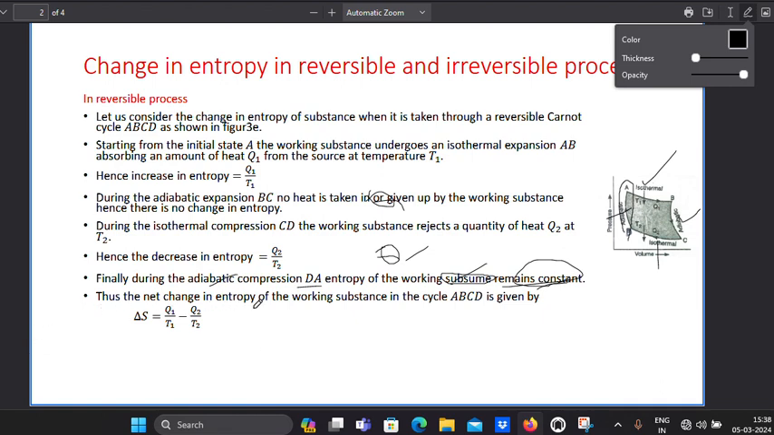So the net change in entropy of the working substance in the cycle ABCD, from A to B to C to D to A, is given by change in entropy equals Q1 by T1 minus Q2 by T2. Why? Because one comes from the isothermal expansion and the other from the isothermal compression. One is more and one is less, so the difference gives the change in entropy.